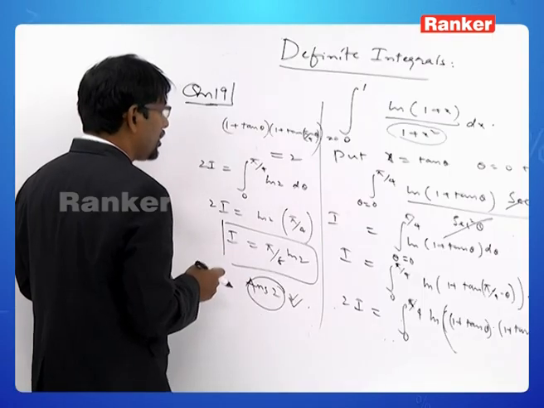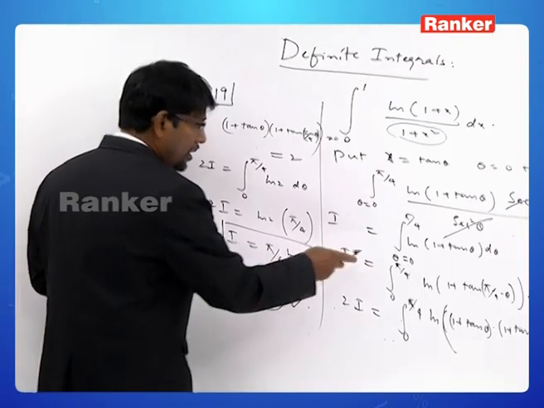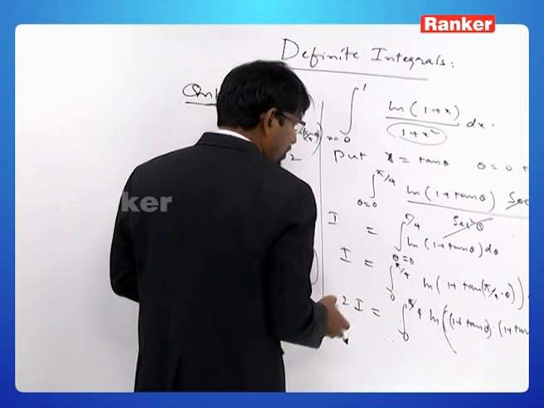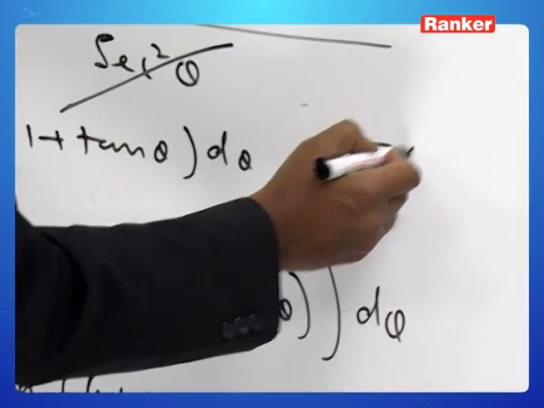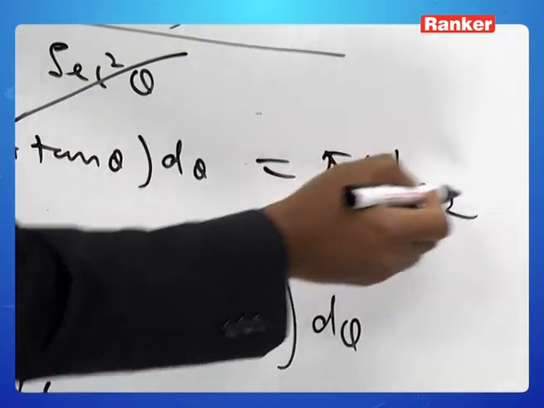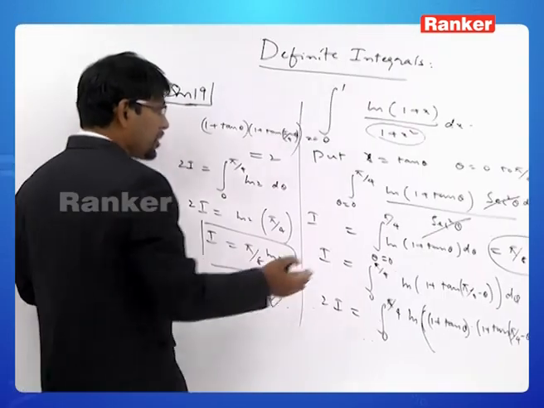The standard integral, that is ln of 1 plus tan theta from 0 to pi by 4, you can actually memorize this. This is pi by 8 log 2. Worth memorizing. This part memorize.